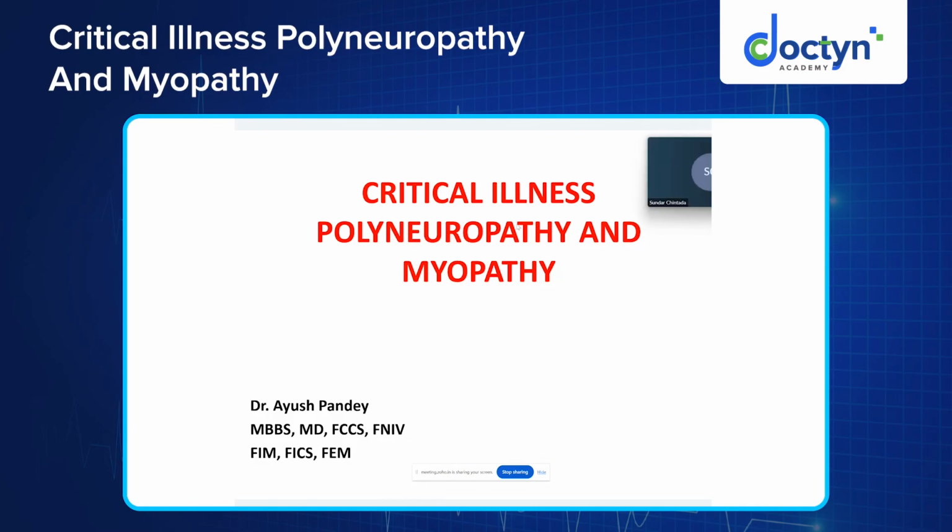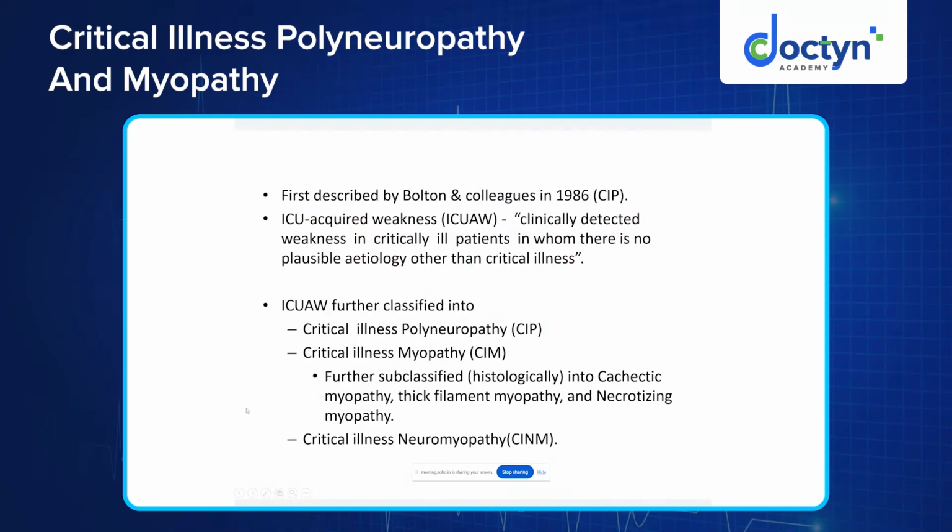Again going ahead with our neural system and examination of the critical illness with respect to the nervous system: critical illness polyneuropathy and myopathy. Why exactly this polyneuropathy and myopathy sets in, and what are the investigations, diagnostic evaluation and management of this problem? So going ahead, what exactly is this polyneuropathy and myopathy?